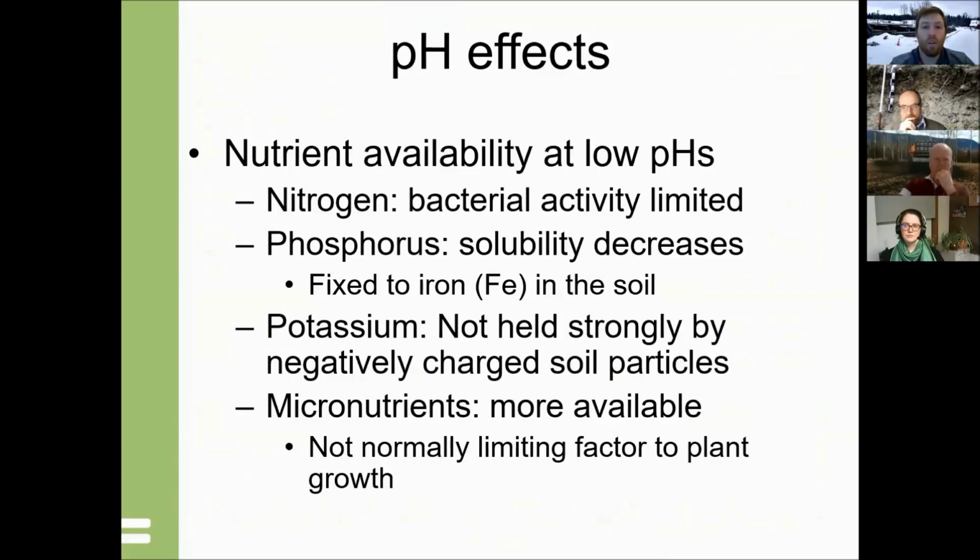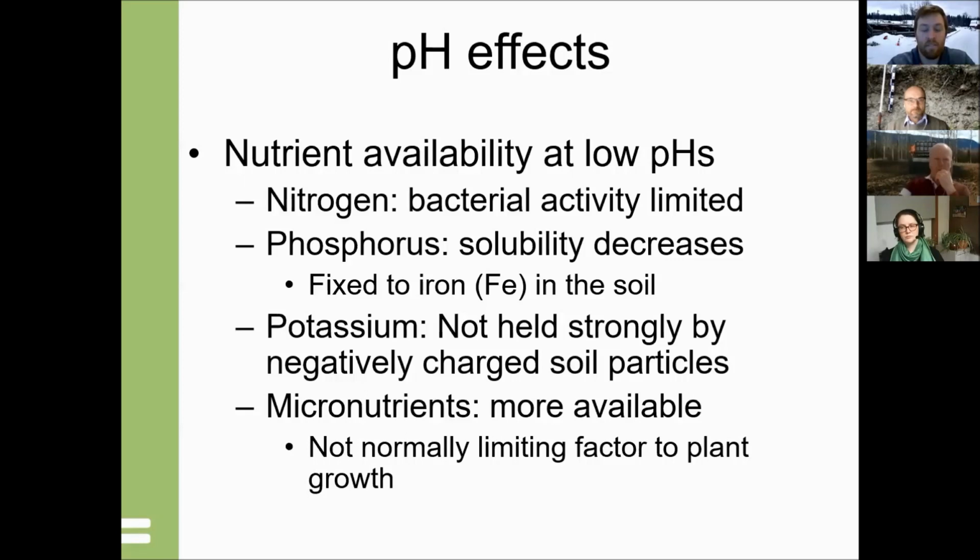So when you start getting into lower pHs, like we saw in that image, nitrogen isn't very available because it limits the bacterial activity. Nitrogen is a nutrient that is mostly driven by bacteria, so if the bacteria can't operate, it's hard for that nitrogen to be available. Phosphorus is an interesting nutrient at low pHs. It does not become very soluble to plants, and it's instead fixed to iron in your soil.